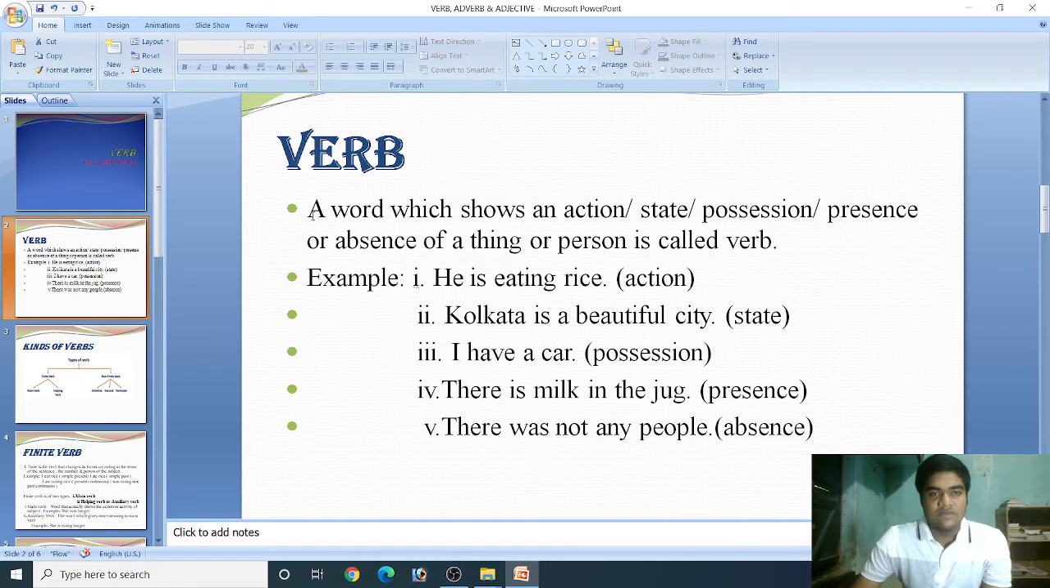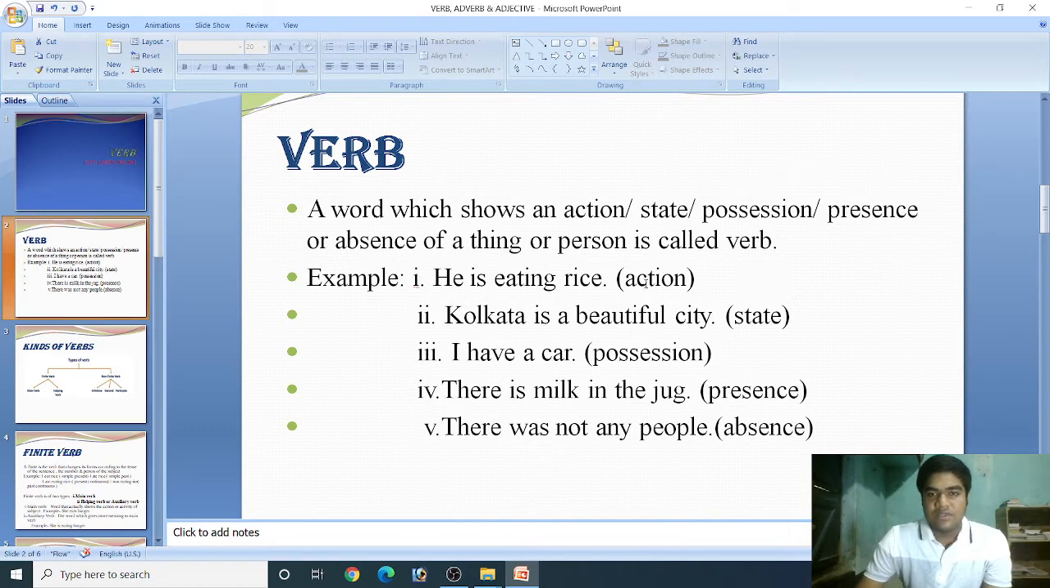So what is a verb? A word which shows an action, state, position, presence, or absence of a thing or person is called a verb. So verb means an action done by any person or thing. We have got some examples here, 5 examples. So we'll understand each of them.